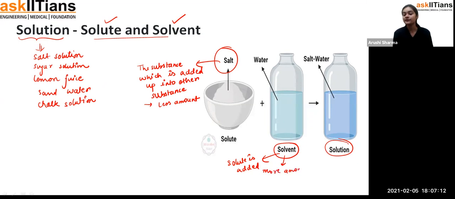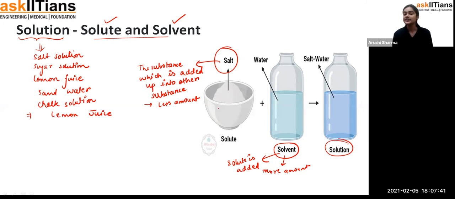Okay, so people differentiate on this basis, but according to me, student, whether it is less amount or more amount, that's not the point. When we are adding something into another thing, we call it the solute, and the solvent is something in which the solute is added, and after that we get the solution. Okay. For example, student, lemon juice.